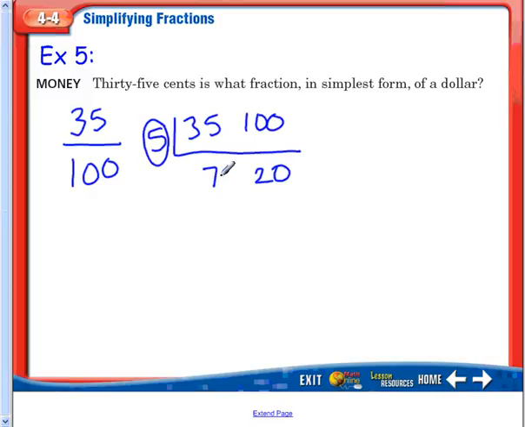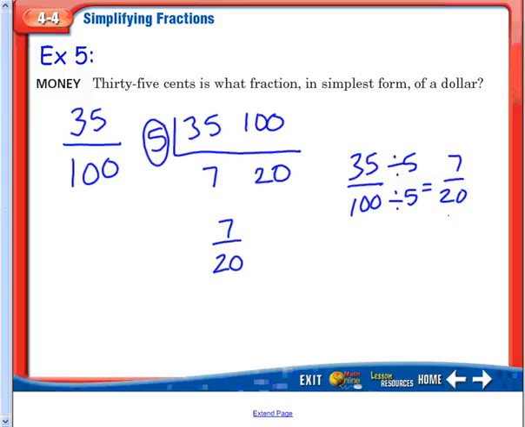So I just found out that my greatest common factor of 35 and 100 is 5, because there are no other numbers that can go into both 7 and 20. And so my fraction in simplest form is 7/20. If I knew that right away, I could take 35 out of 100 and divide the numerator by 5, and divide the denominator by 5 to get 7/20. Again, either way, the answers are exactly the same.